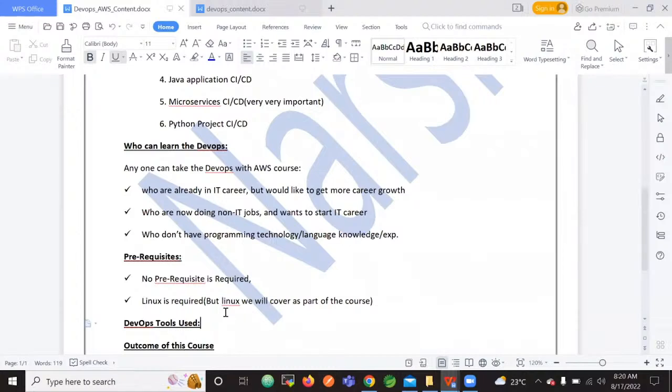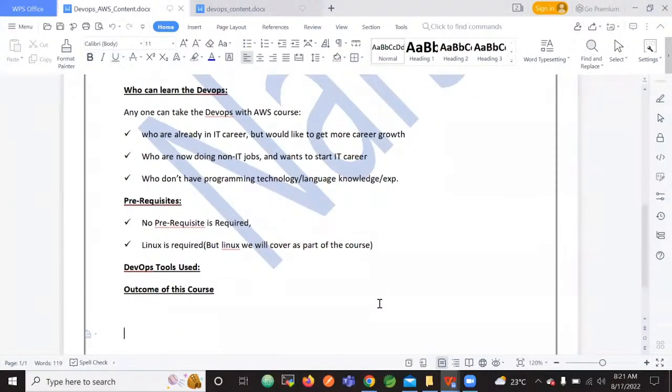So, no prerequisite is required. That is really false. Linux is required. But why have I still written that no prerequisite is required? Whatever Linux is required, we will teach here. I'll teach Linux to the moderate level required for a DevOps engineer. Till completion of your course, you will become a moderate level expert in using the Linux platform. However, what are the DevOps tools that we have to learn?